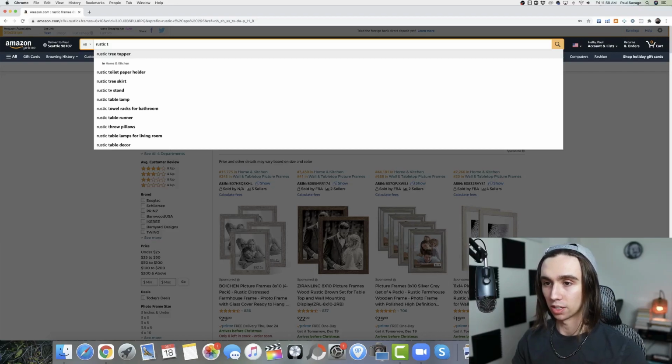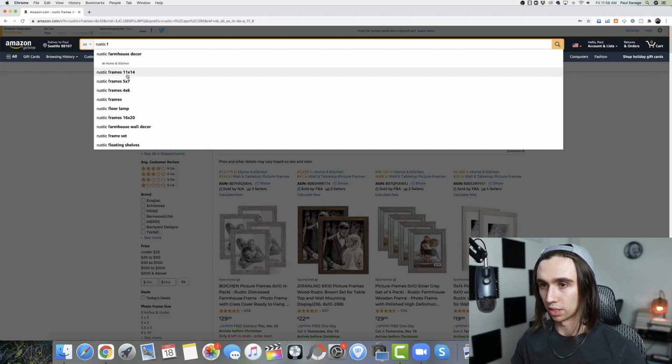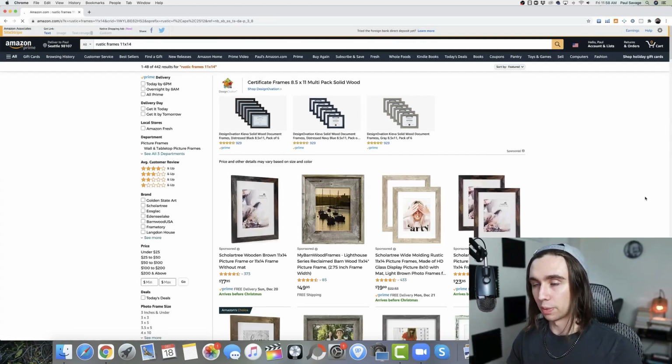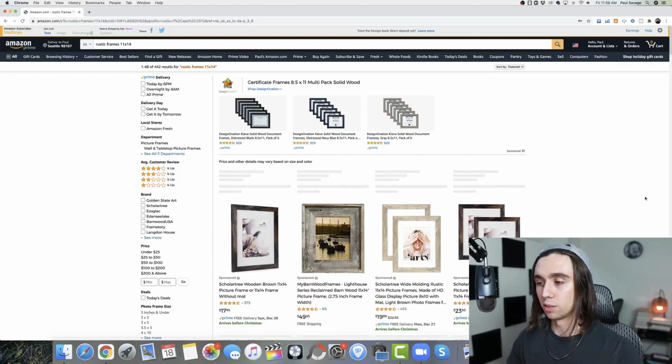So like rustic table runner, rustic tree skirt, that's seasonal. So you would go through here and you would just put different letters in. I think I landed on F, right? Frames. I thought it was rustic frames 8x10. Something like that, rustic frames 11x14, whatever. Any one of those will work because the principle is going to remain the same. Any market you're on, today's advice will apply to.